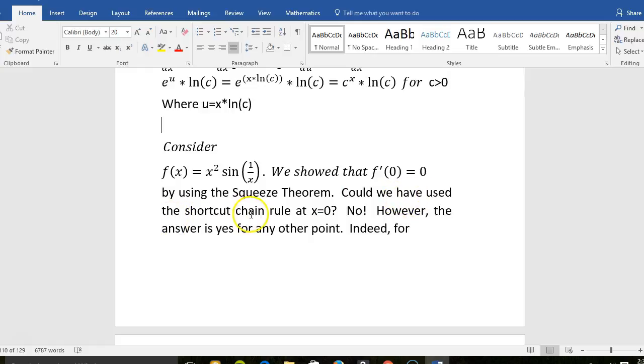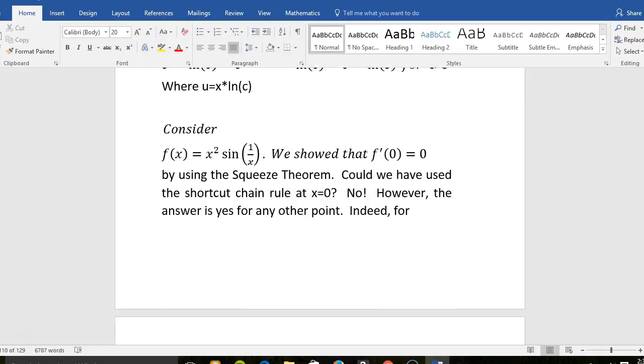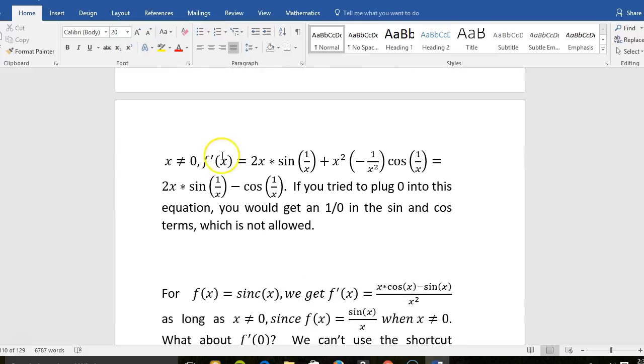Could we have used the shortcut chain rule at x equals 0? Can you use the shortcut methods? You can use them everywhere else, but can we use them at x equals 0? No. However, the answer, of course, is yes for any other point. Indeed, for non-zero x, we just do the chain rule.